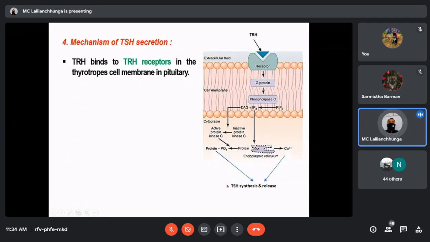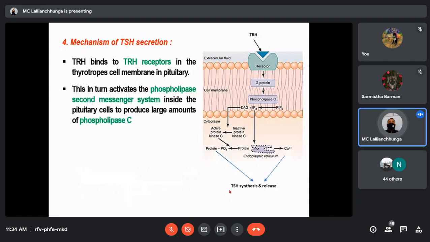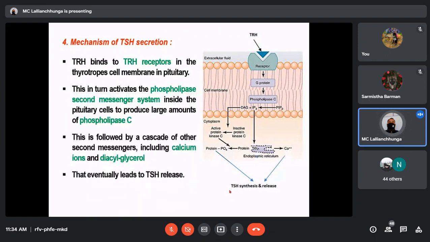When there is increased synthesis and release of TSH, you already know from the previous slide how TSH acts on the thyroid cells. Ultimately there will be increased formation of T3 and T4 and their secretion into the bloodstream.